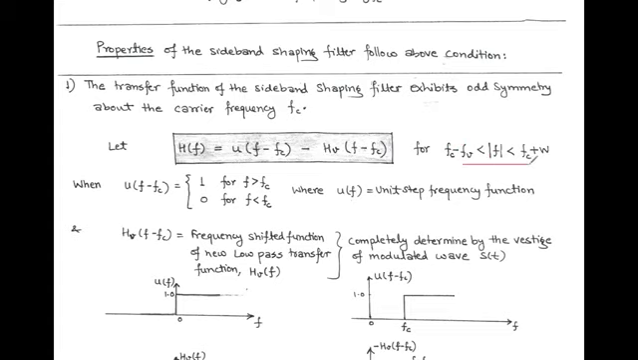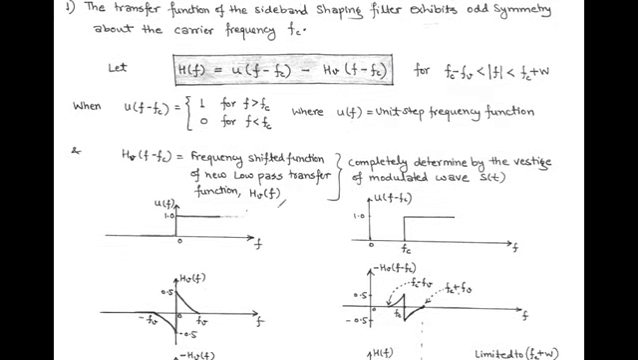Here W is the bandwidth of the message signal. Now we discuss more detail graphically. The first figure represents a unit step frequency function, that is U(f), and its value is 1 for positive frequency, that is f greater than 0.